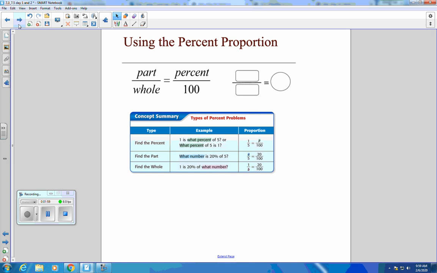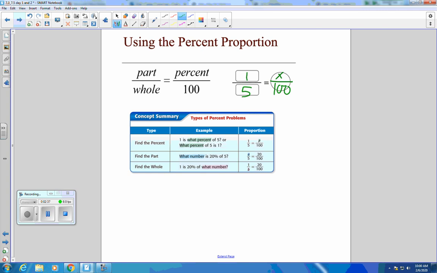Okay, percent proportions. So how this works is you take the part over the whole and set that equal to percent over 100. So we're going to be using proportions again in this chapter. So a couple examples. It says find the percent. 1 is what percent of 5? So 1 is your part, so you plug that in as your part. What percent? We're solving for percent, so that's going to be our x over 100. That always goes over 100, because percent is always over 100. And then it says of 5. So 5 is our whole.